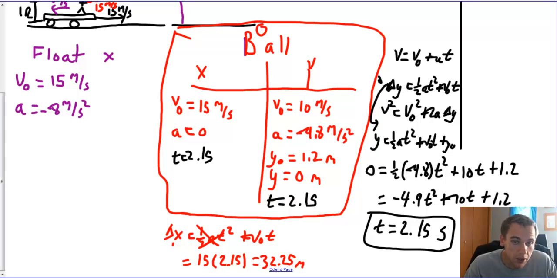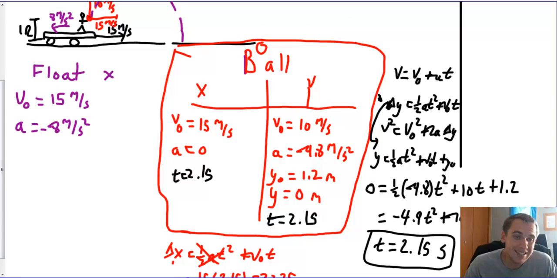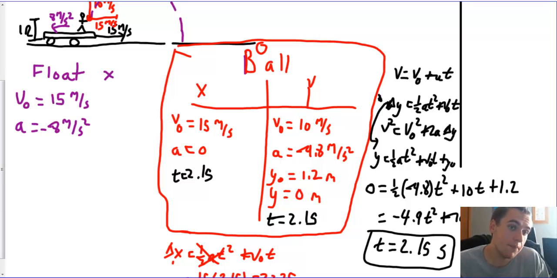But this is all for the ball. The ball is moving completely independently of the float because the ball got thrown up in the air and it's not attached to the float anymore. The float is moving along and it starts to accelerate backwards at 8 meters per second squared to come to a stop. Okay? If I want to know how far in front of the softball player the ball lands, what I need to know is how far did the float move. Okay? Now, can I say that this 2.15 seconds is the same amount of time that the float was moving?